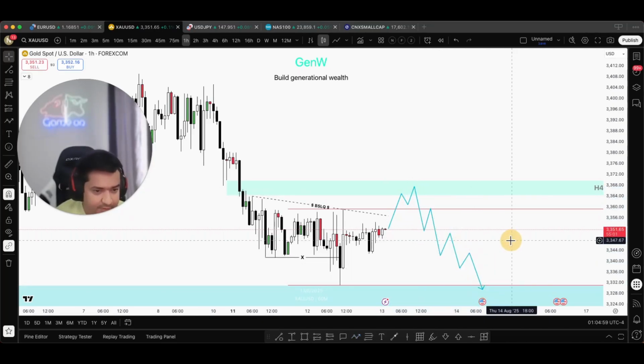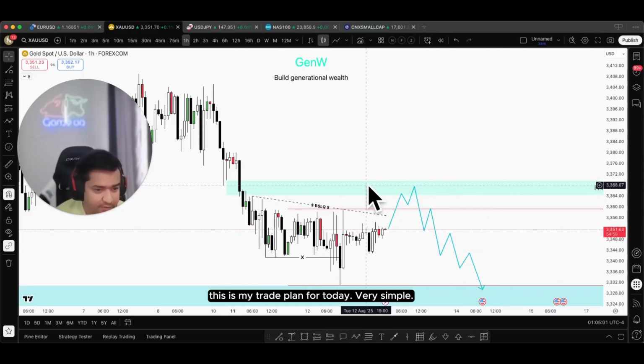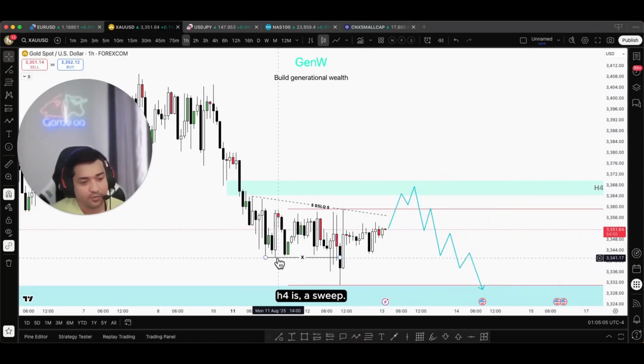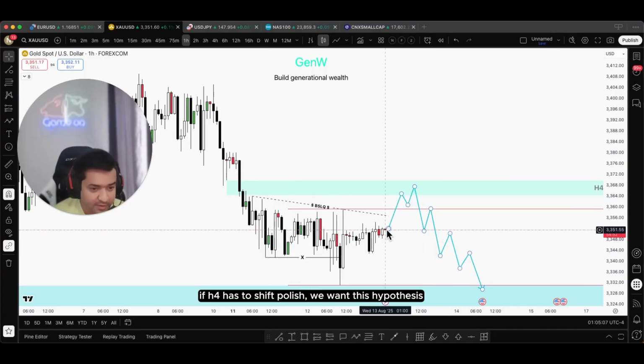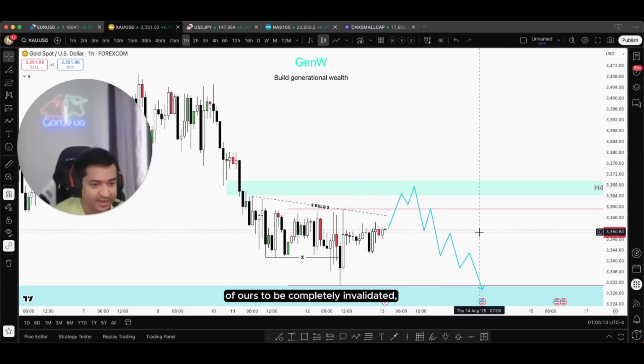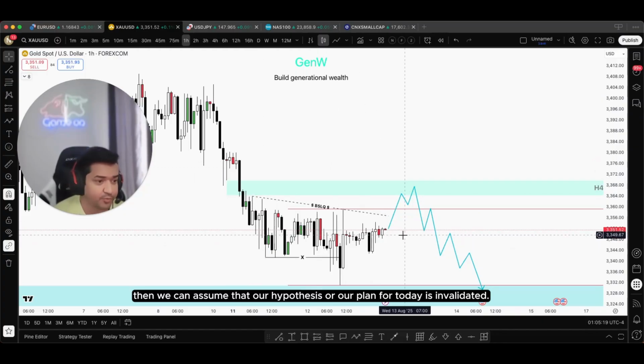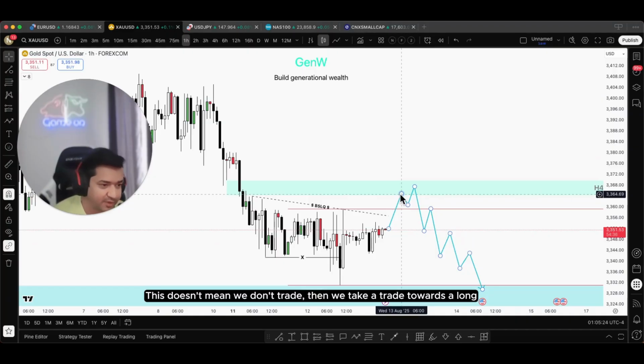Price is still willing to go to the downside. This is my trade plan for today. Very simple. H1 order flow is bearish, H4 is the sweep. If H4 has to shift bullish, we want this hypothesis of ours to be completely invalidated, H4 candle to close very strongly above, then we can assume that our hypothesis or our plan for today is invalidated.